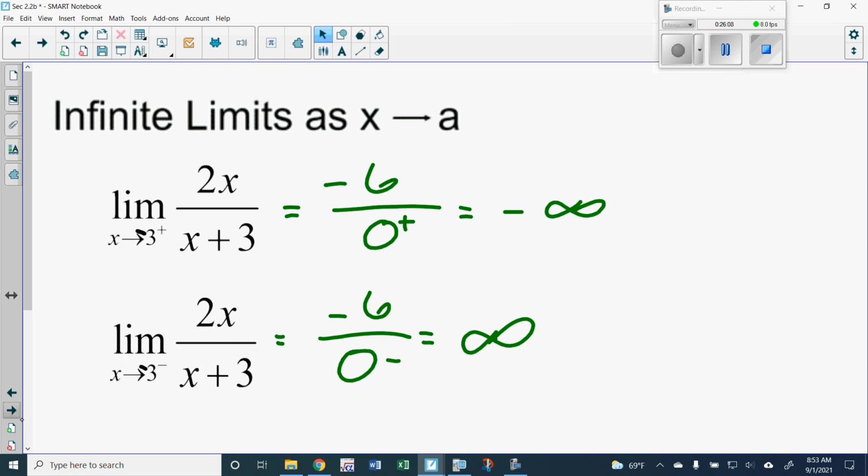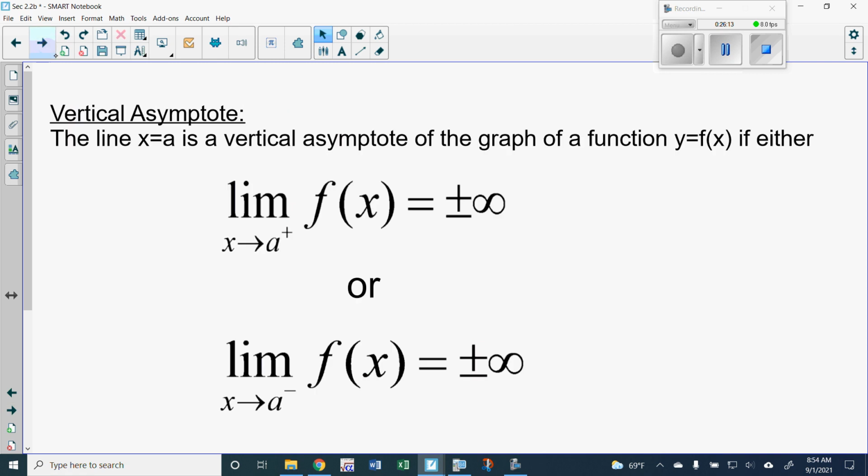Okay. So, as I've already kind of mentioned this, we kind of jumped to the graph part here already. This is how we can define a vertical asymptote. A line x equals a is a vertical asymptote of a graph if either the limit from the right or the left goes to infinity. This is just the definition of vertical asymptote.